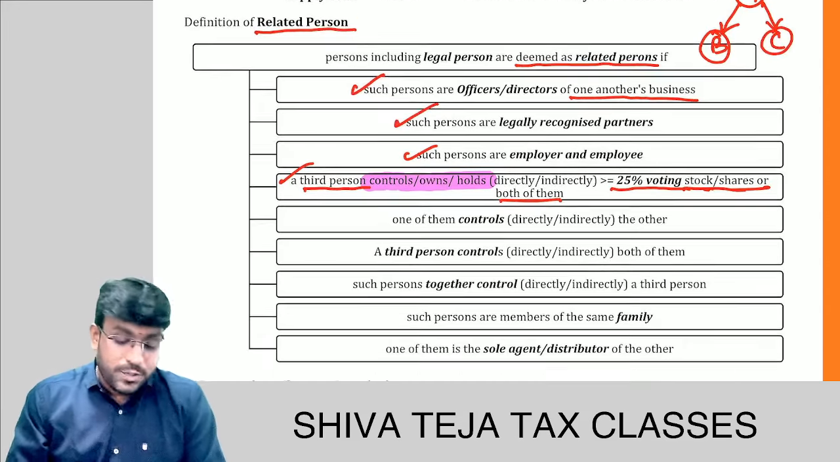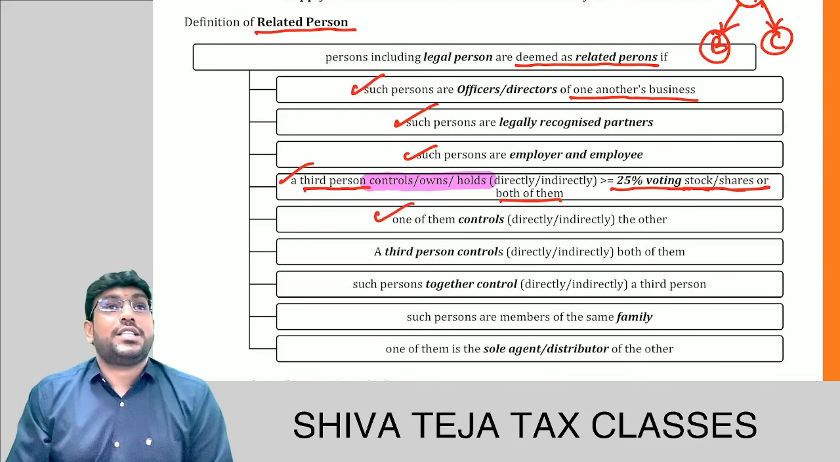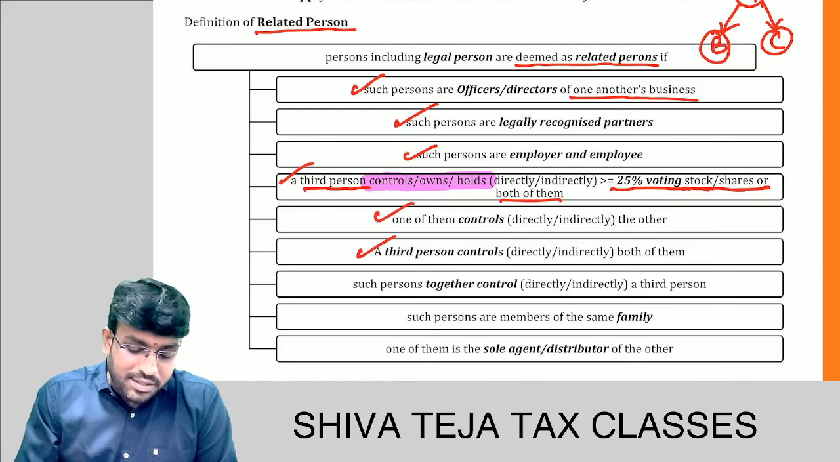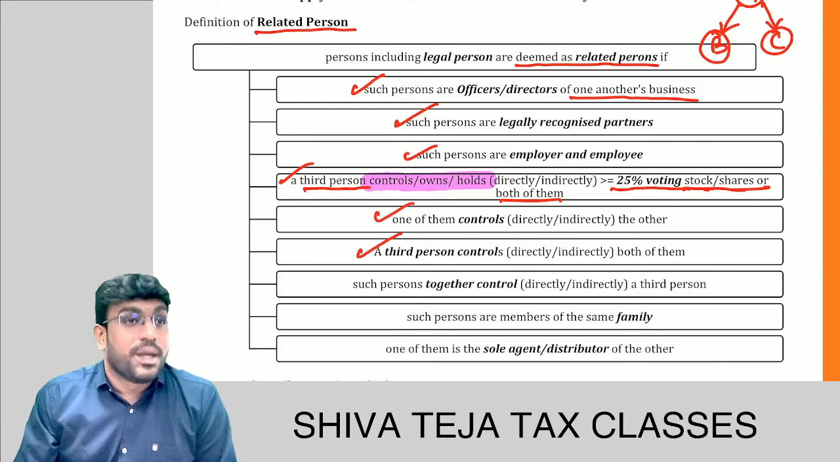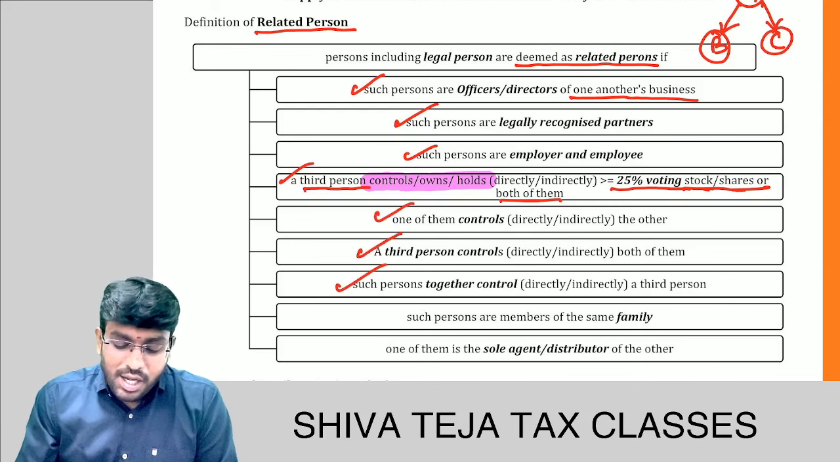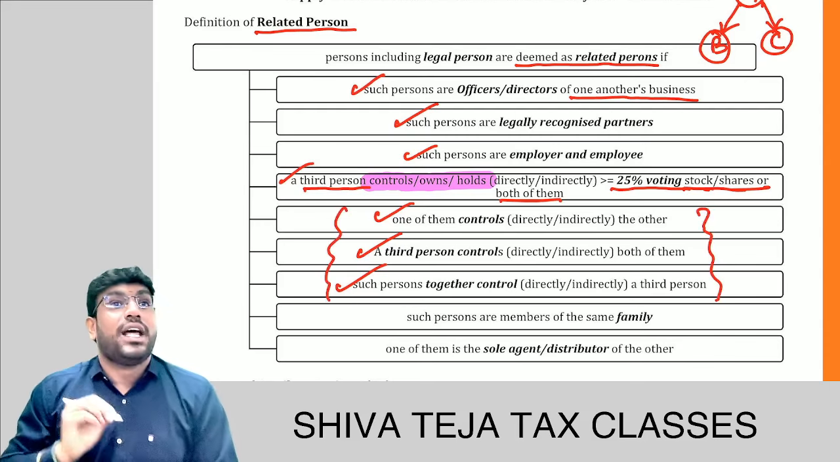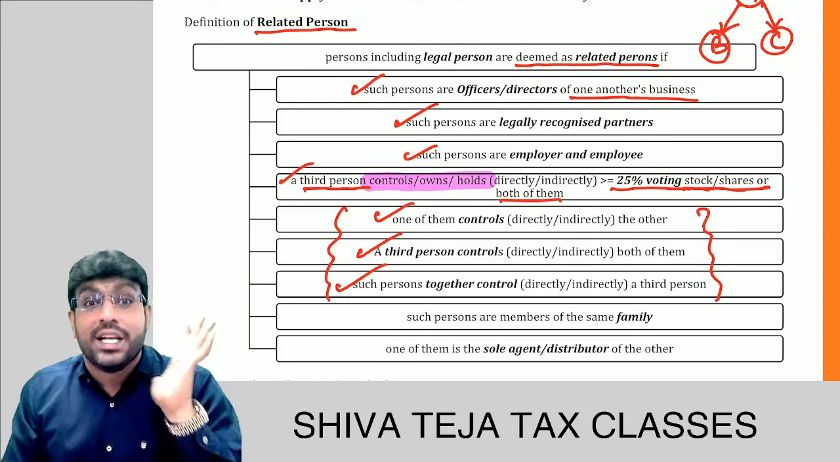Getting clarity? Next point. One of them controls the other. Next point. A third person controls both of them. Such persons together control a third person. These three points, I will tell in a simple way. Listen to my line very clearly.